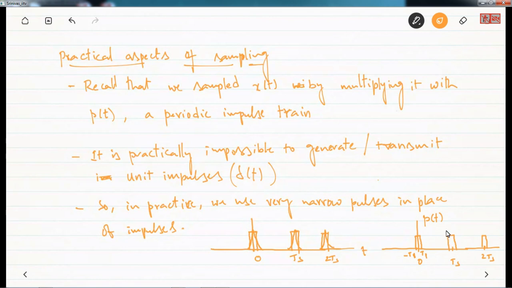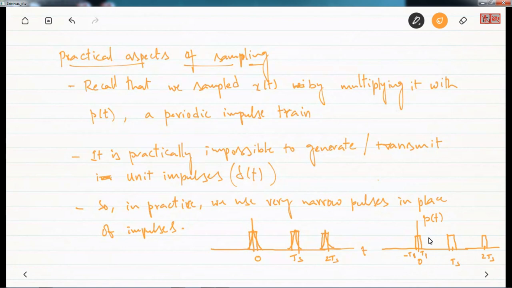Now the question is, we developed all our theory and nicely showed that we can sample a signal and get back the original signal using impulses. But now we are saying that we cannot use impulses because they are practically impossible, and we are trying to use narrow pulses in place of impulses. So will the sampling theorem still work when we use these narrow pulses? It's our task to show that yes, it still works.